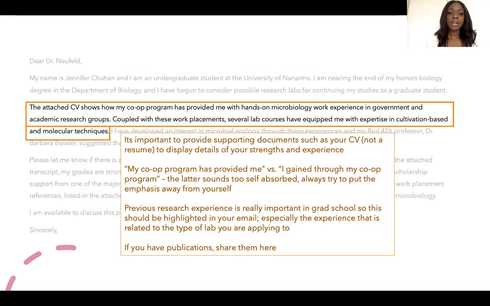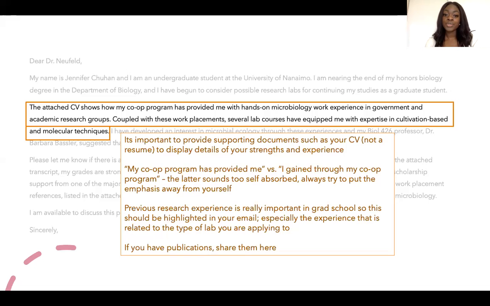In the next part, she talked about how she attached her CV. It's very important to also attach important documents within this email. So you can attach your CV, and make sure it's your CV and not a resume. Your CV is more detailed about your research experiments, your skills, your strengths. She also mentioned how her co-op program has provided her with hands-on microbiology work. So I assume that this professor is in the field of microbiology.